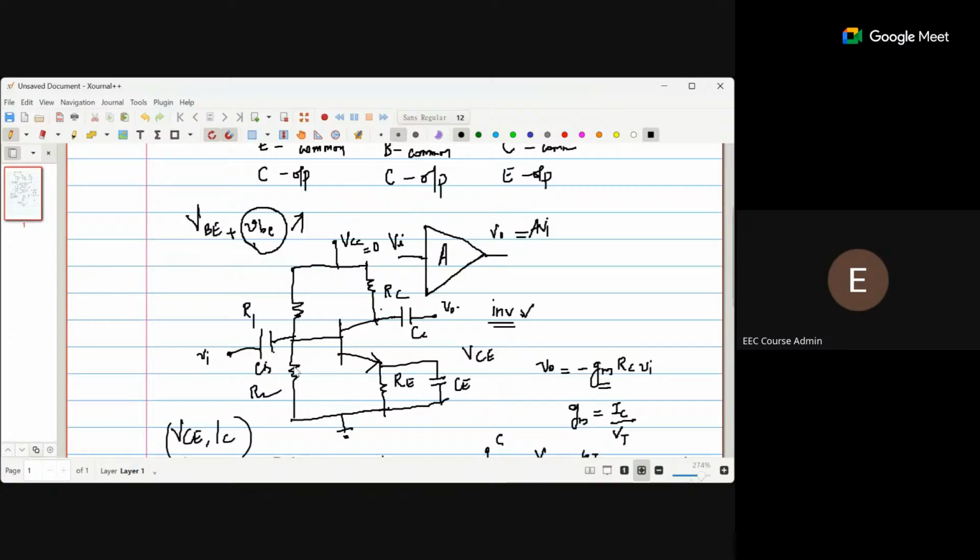Now, in addition, the other components we had are the coupling capacitors at the input and output, and the bypass capacitor.